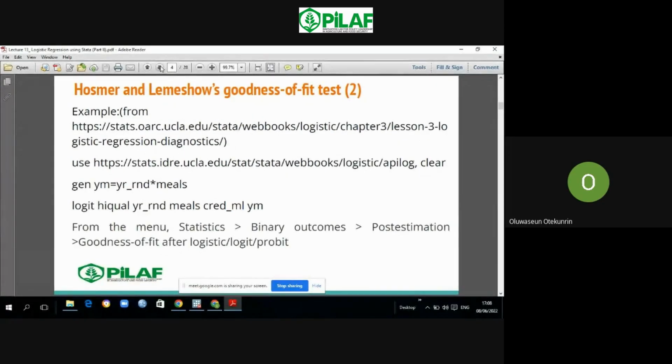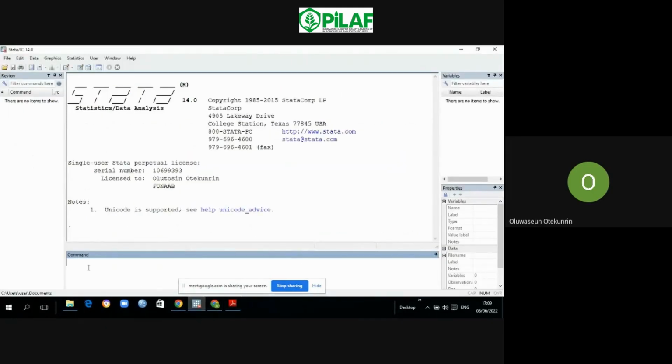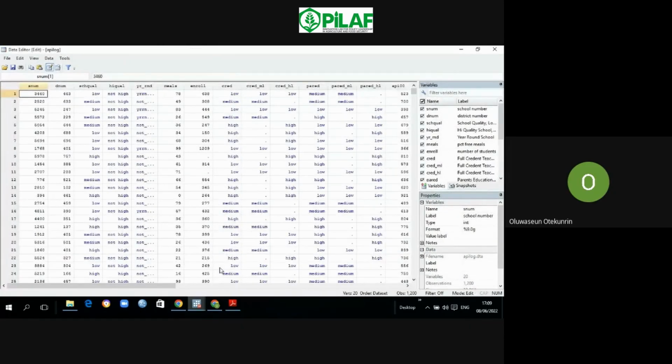So now I'm in slide 4. For our example, please copy that link. Copy and paste, use https, into the command window of our STATA. Make sure you are online. Copy that link and paste into the command window, then enter.